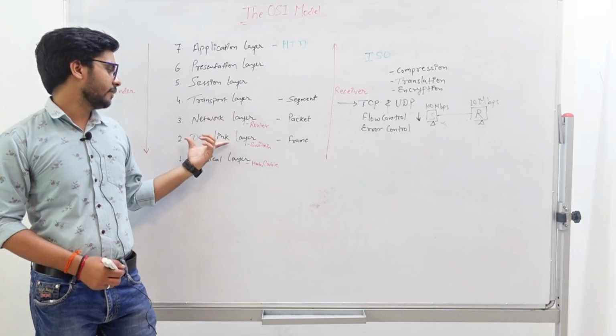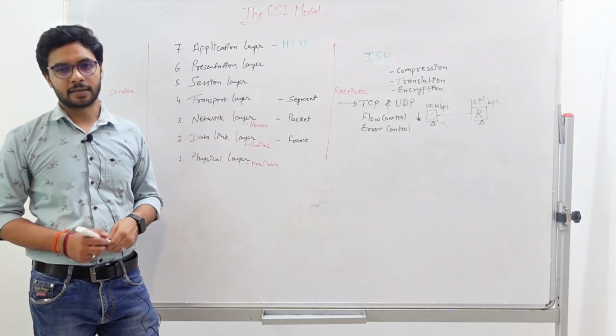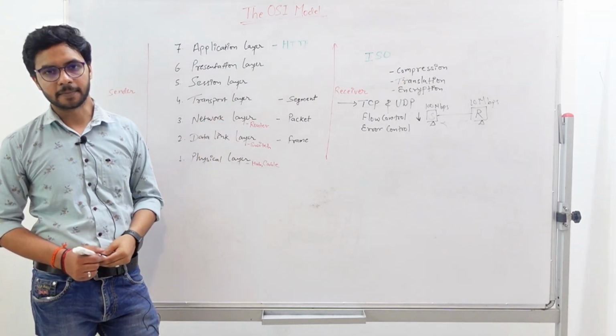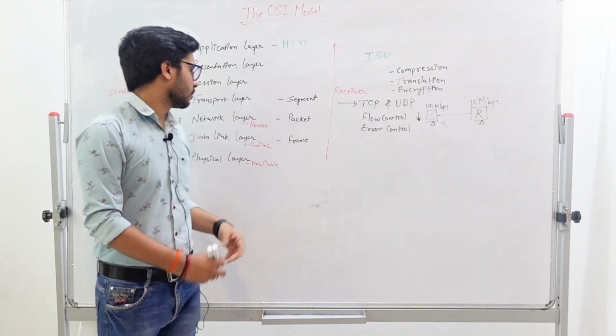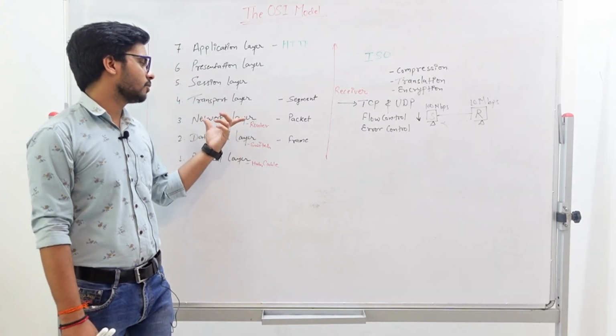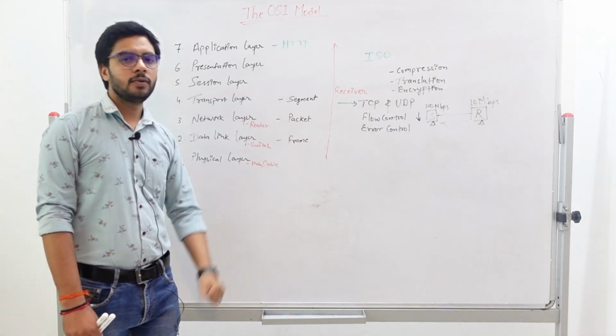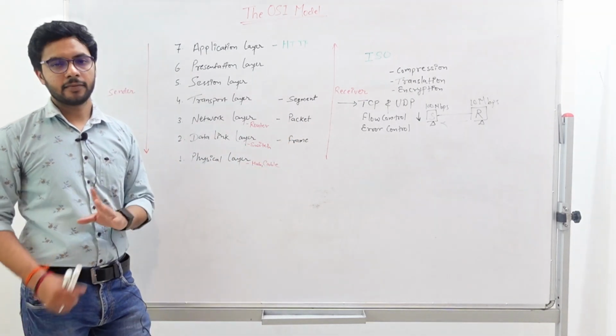Then the next layer we discuss is your data link layer. You can consider the data link layer similar to your network layer. How? Your data link layer takes the packets from the network layer and converts them into frames. That is the one task.